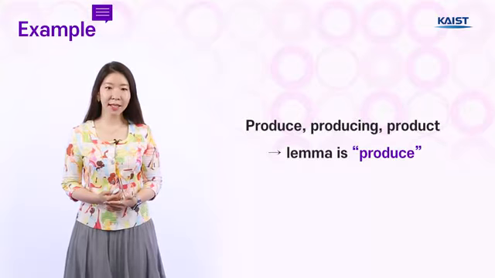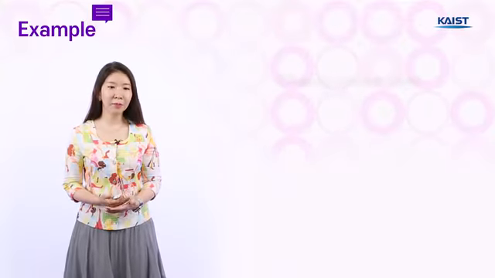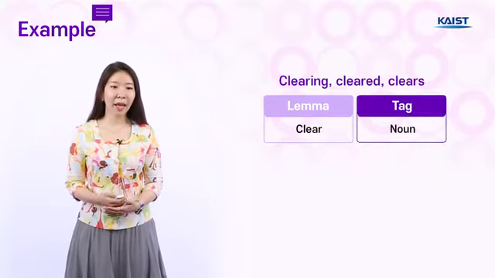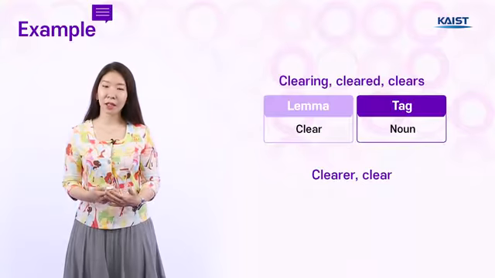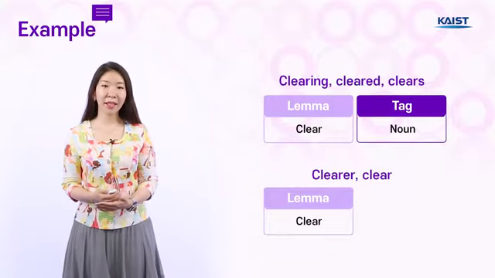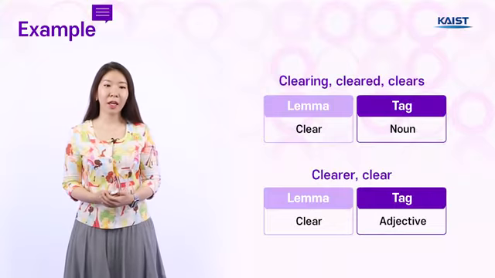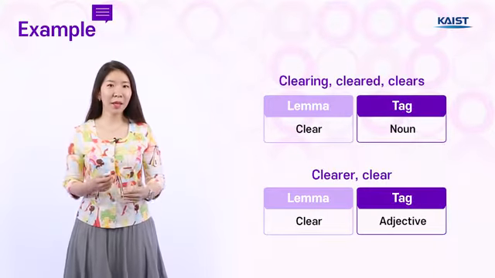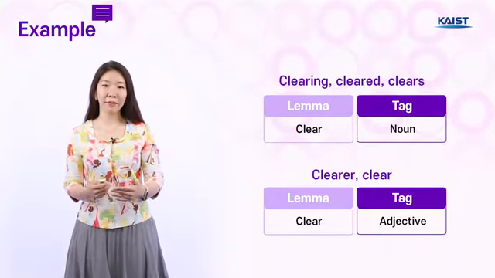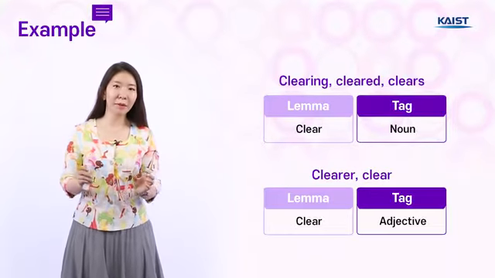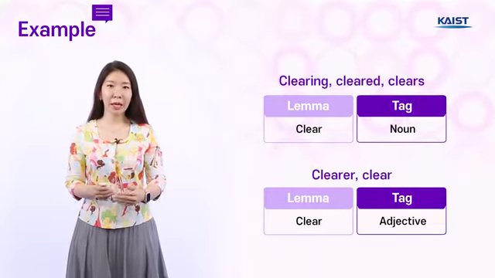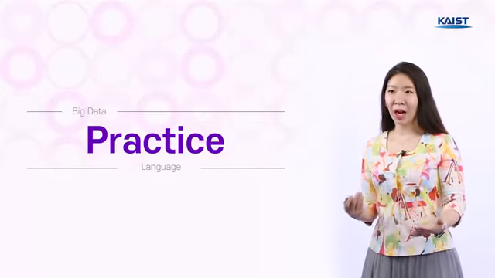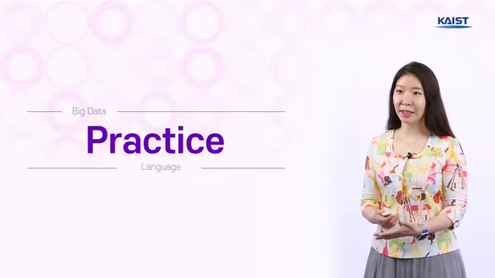Then let's think about another example. For example, clearing, cleared, or clears. The lemma is clear with the tag noun. And clearly or clearer, the lemma is clear with the tag adjective. So depending on the lemma, even though it looks the same, in the sentences we have a different part of speech.